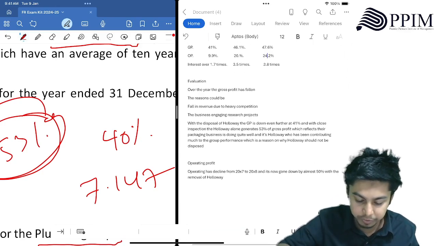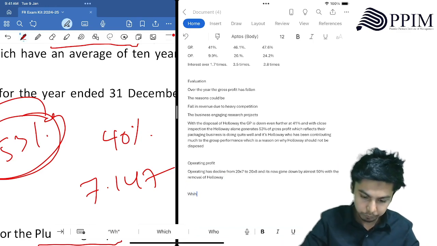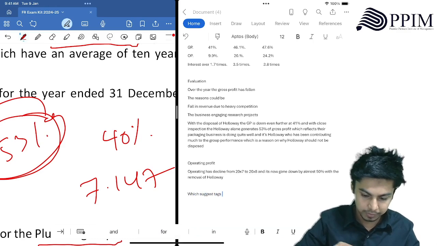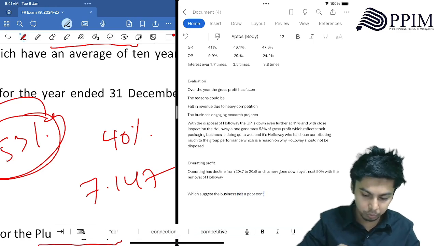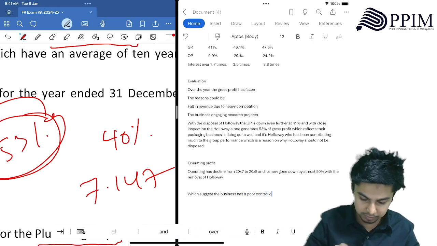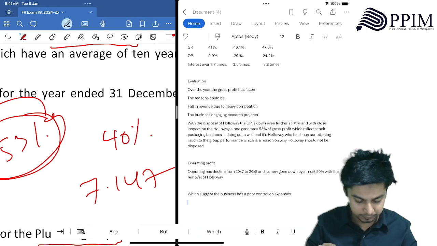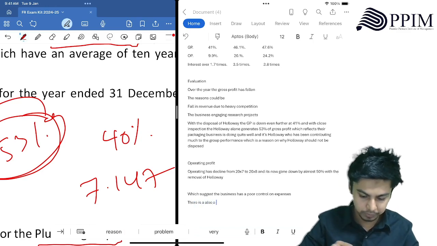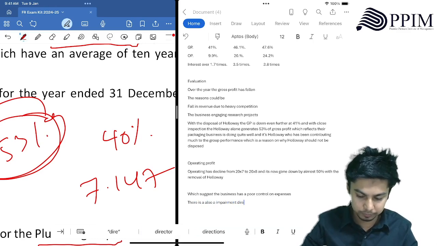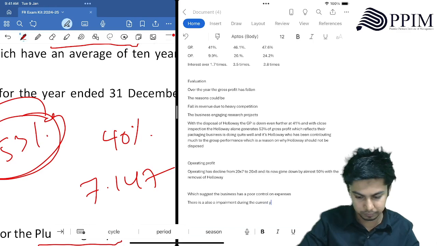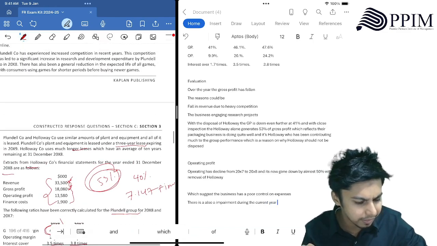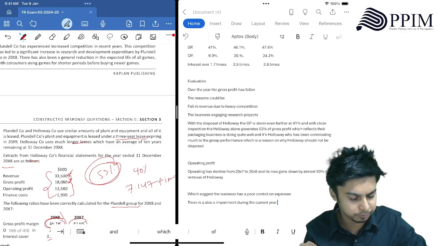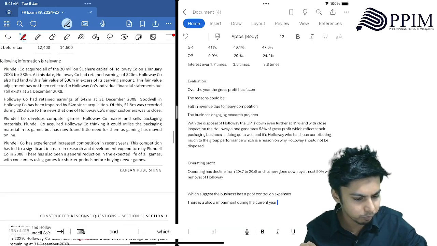Operating profit has declined 50% with the removal of Holloway, which suggests that the business has poor control on expenses. There is also an impairment during the current year. What are the other things, guys, that we can mention over here? Is there anything else that we can tell?